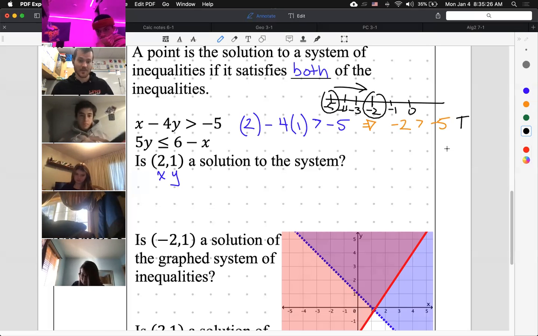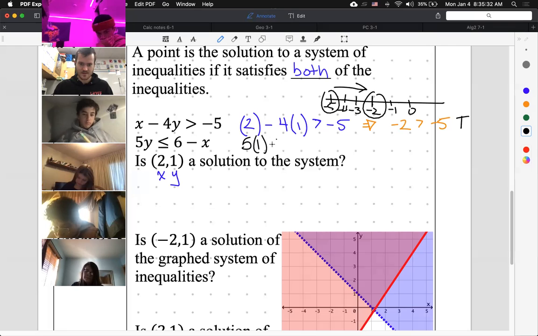I'm gonna do substitution for the next one. 5y, well y is 1, so I'm gonna have 5 times 1, just copying down the less than or equal to, and then I have 6 minus x, so now I have 6 minus 2. All right, I'll simplify this for us.